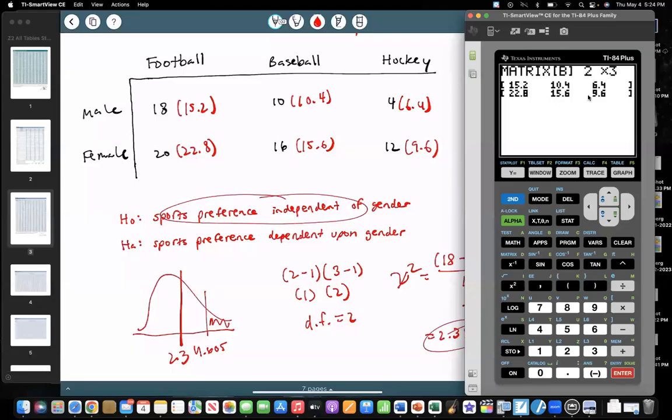Okay, so that's how you can get it. It'll create the matrix, and you don't have to clear anything. If you do it again, it'll always put the expected into matrix B. So you could view the expected values from here and get chi-square from that menu as well.